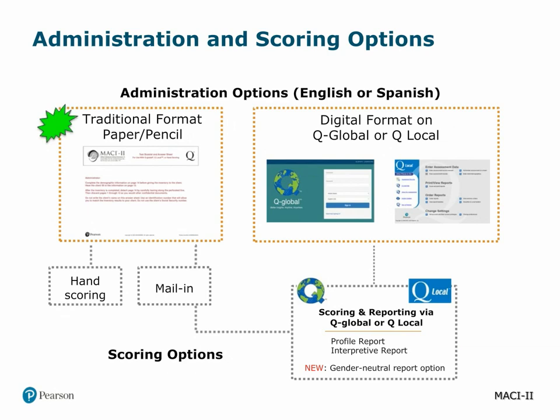Paper test booklet and answer sheets can also be used for administration. These can be scored on Q Global, Q Local, by hand using the tables in the manual, or by mailing the completed last page of the test booklet and answer sheet to Pearson. Digital scoring is required to generate a profile report or an interpretive report.